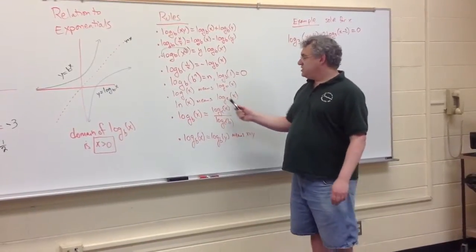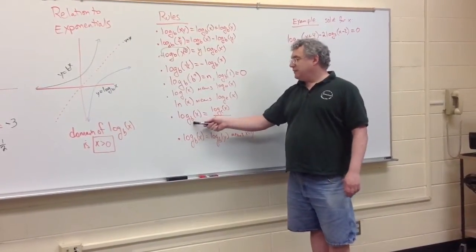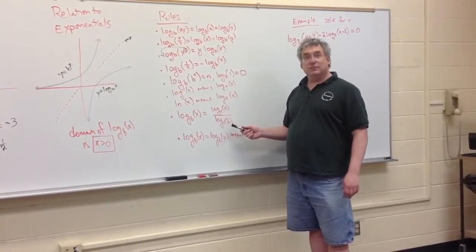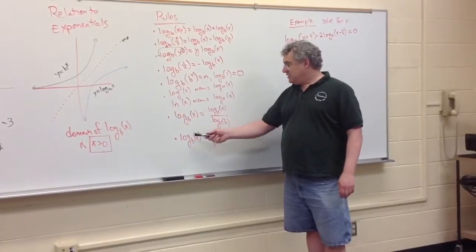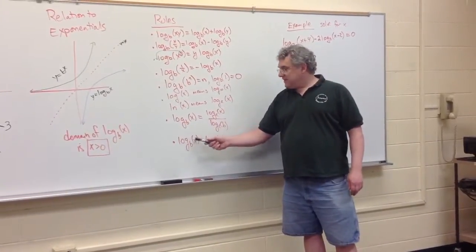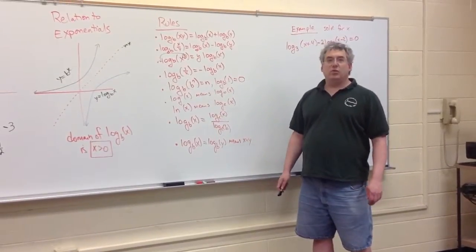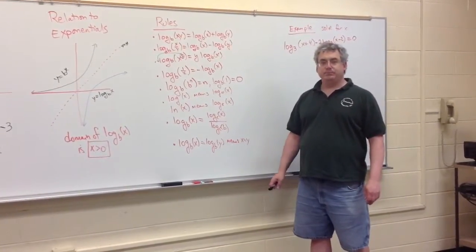And then there's a rule called the change of base rule. If you don't like your b, you can change it to a c this way: log base c of x over log base c of the original base. And the last important rule says log base b of x equals log base b of y means x and y are the same thing. The log is a one-to-one function, so this works.